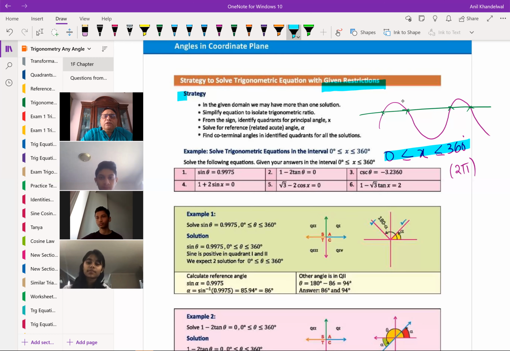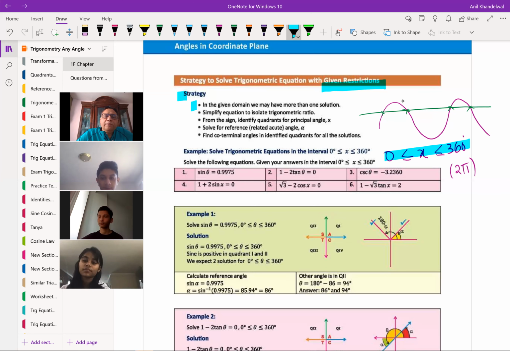So Akshat, can you read this small print which is written, some bullets? Yes, sir. Strategy. In the given domain, we may have more than one solution. Simplify equation to isolate trigonometric ratio. From the sign, identify quadrants for principal angle x. Solve for reference-related acute angle alpha. Find coterminal angles and identify quadrants for all the solutions. Correct. That is the base for our solution to any trigonometric equation, right?